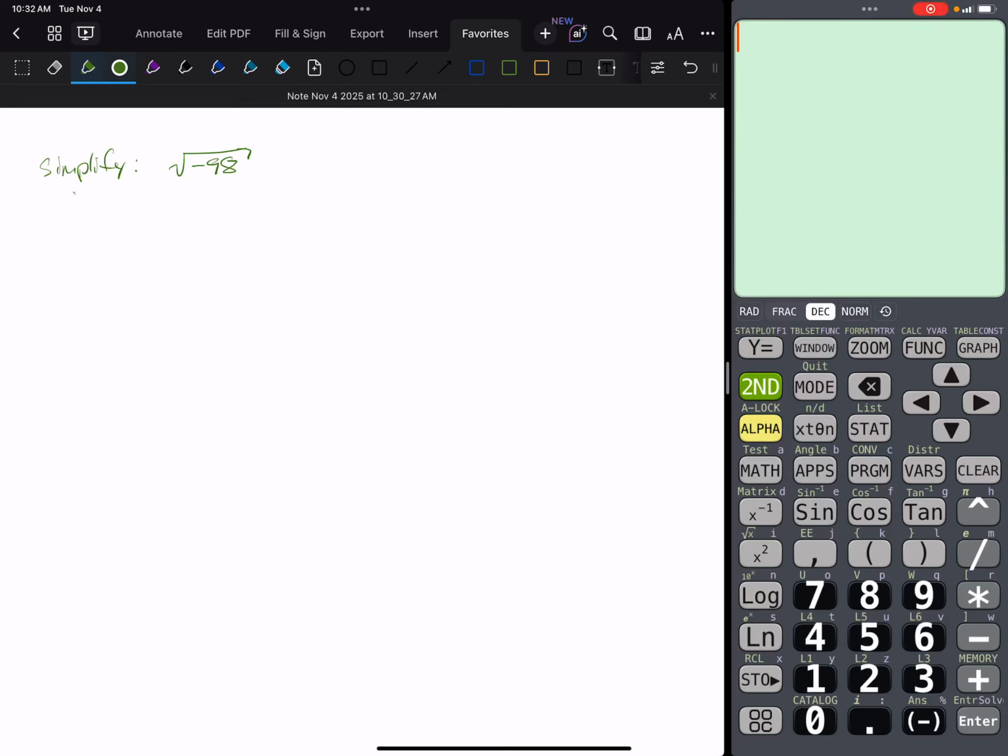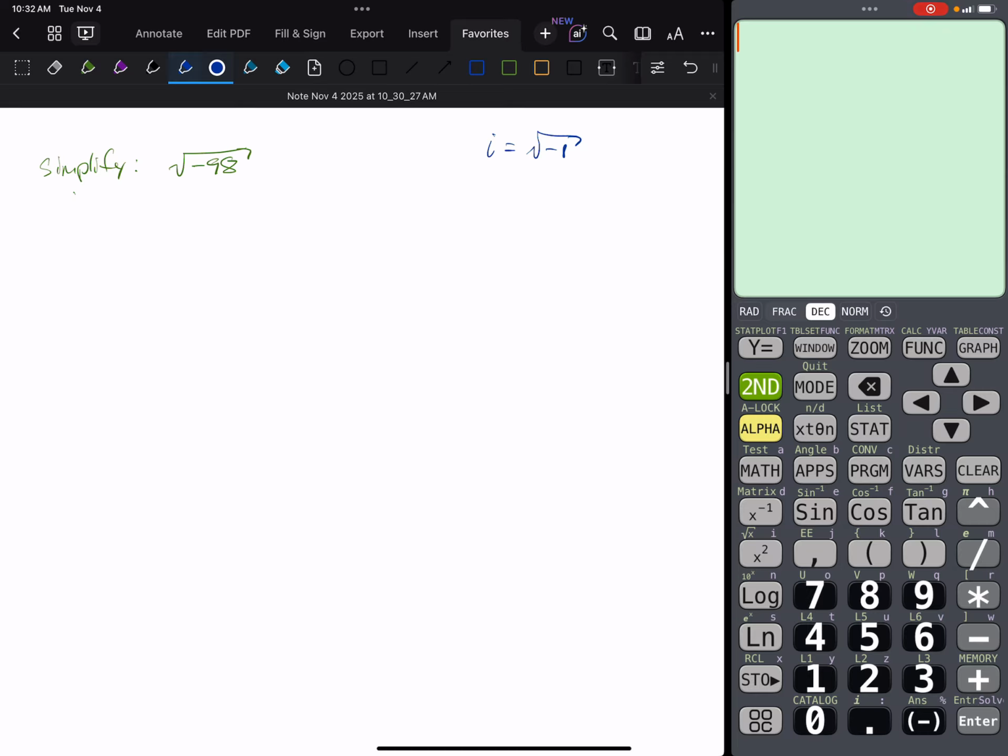Okay, so in this case, we're supposed to simplify a radical, but there's a negative under the radical. And so to do this, it's exactly the same as our typical simplifying of radicals, but we've got to remember this definition. We've got to remember that i equals the square root of -1. And so if we can isolate the square root of -1, then we can replace that with i.